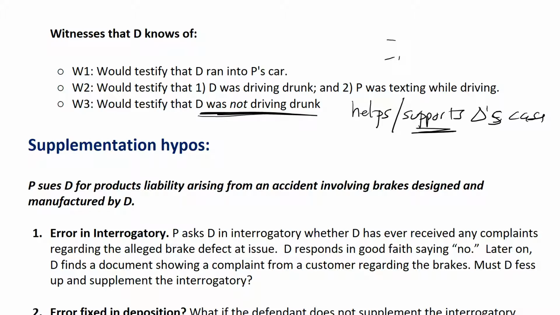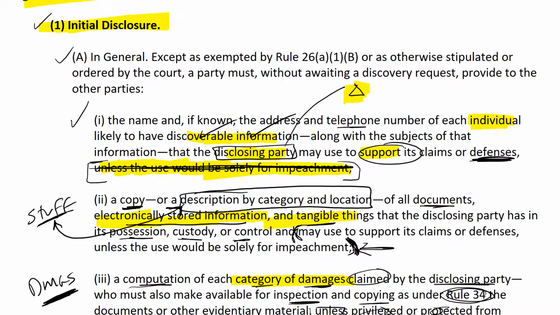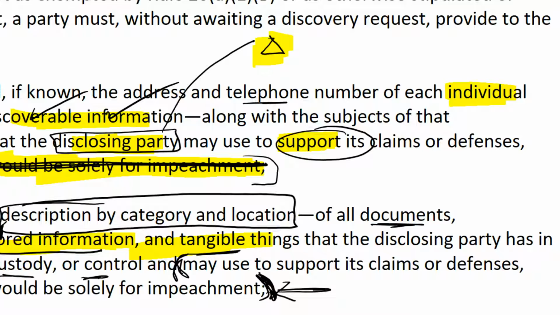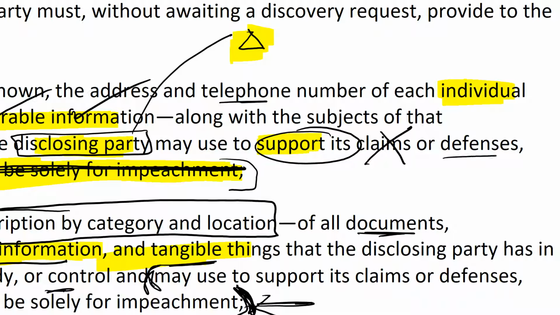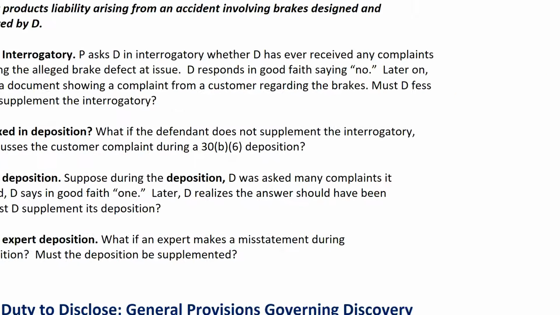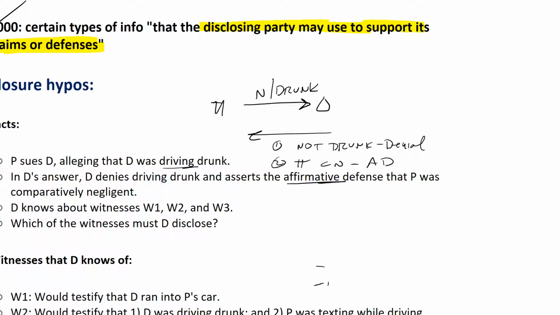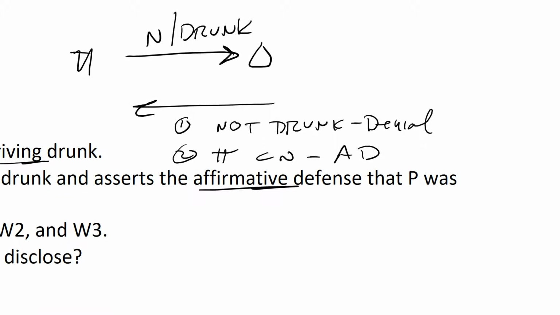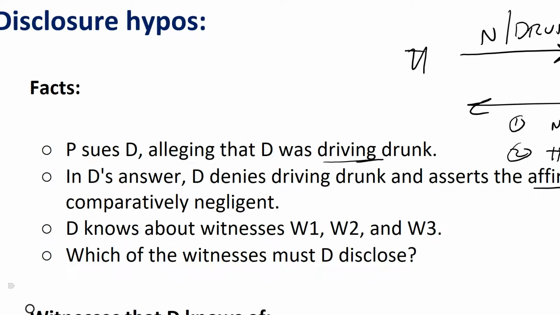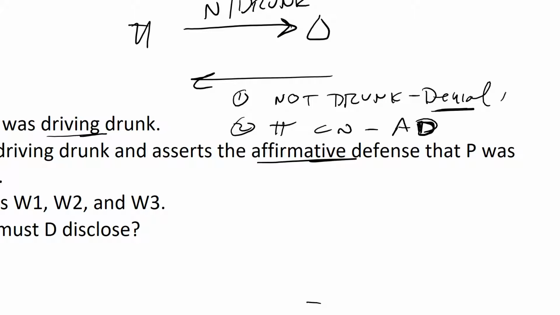This might support defendant's case, but the rule doesn't talk about revealing people to support your case. It says support your claims or defenses. Well, D has no claims, but D does have a defense. What is that defense that D has? Well, let's go back up to the fact pattern. D has the affirmative defense of contributory negligence, and D also denied that D was drunk, right? But of course, we all know there's a difference between a denial, number 1, and an affirmative defense, number 2.